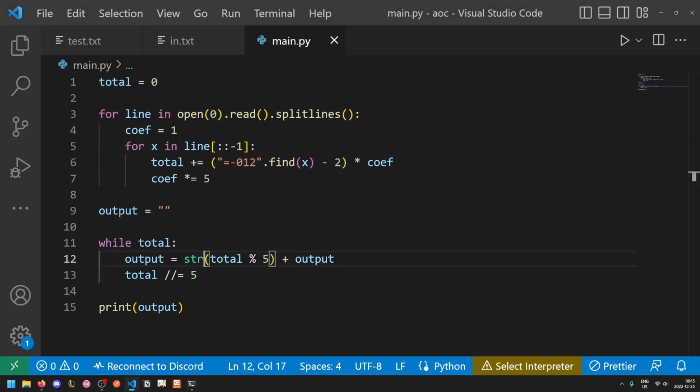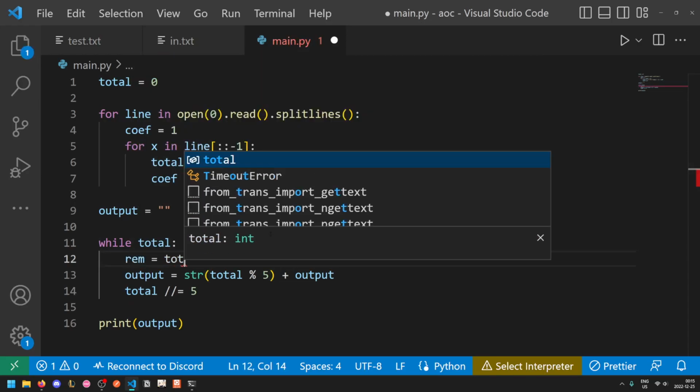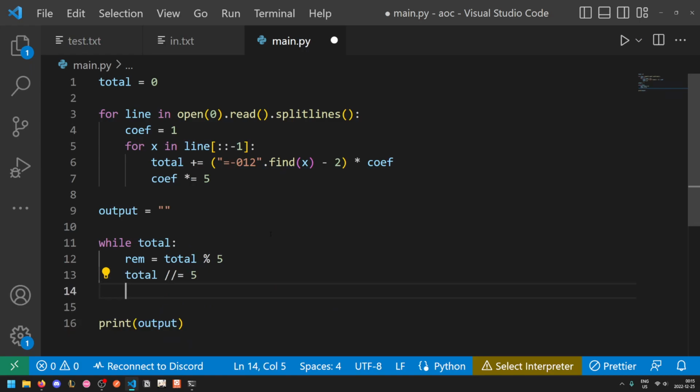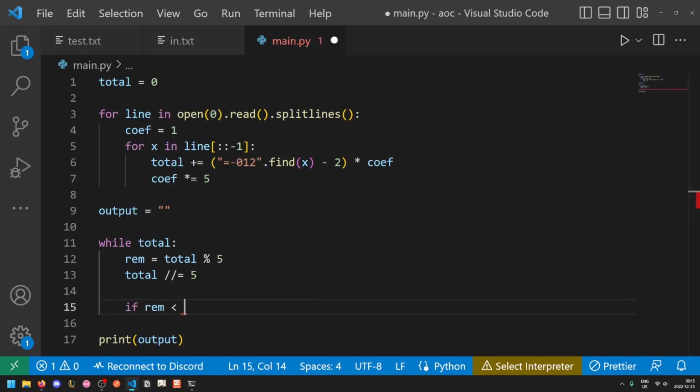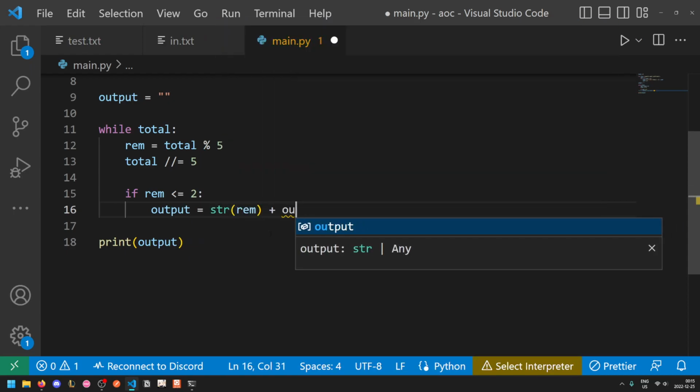So now, how do we convert this into SNAFU format? Well, we can let remainder equal total mod 5, and then we can also do total divide equals 5 first. If the remainder is less than or equal to 2, so in other words it's 0, 1, or 2, then we just convert it using the normal format. And so if we were to have a number where all of the regular base 5 digits would be 0, 1, or 2, then converting it into SNAFU would actually be the exact same. It's when the remainder is 3 or 4 that we need to do something differently.